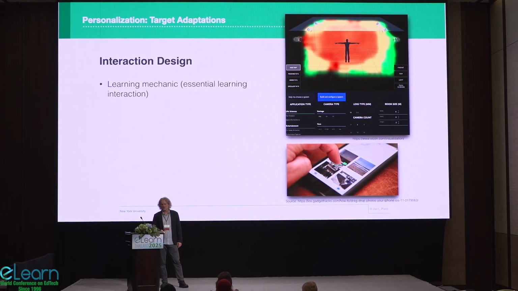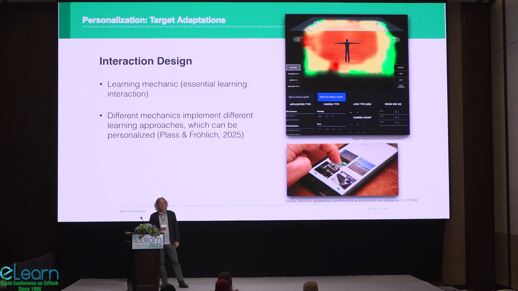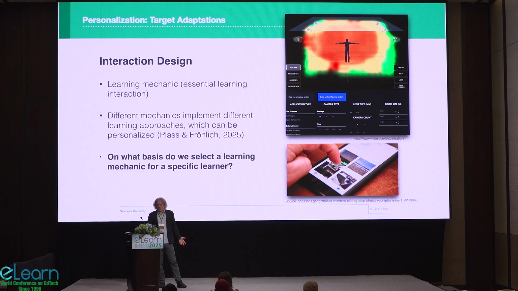Same thing for interaction design. I could do a lot of things for interaction design where I can change my learning mechanic, what we call the essential interaction within the system, where we have different mechanics implementing different learning approaches. Have we ever seen a system that says, you know, we tried a constructivist learning approach right now where you're supposed to set your own goals and explore. Let's change that. Let's make it direct instruction. That would be something really useful for some learners. And yet, that's not something that we currently do. Because the question is, on what basis would we make that decision? And that's, again, the personalization method.